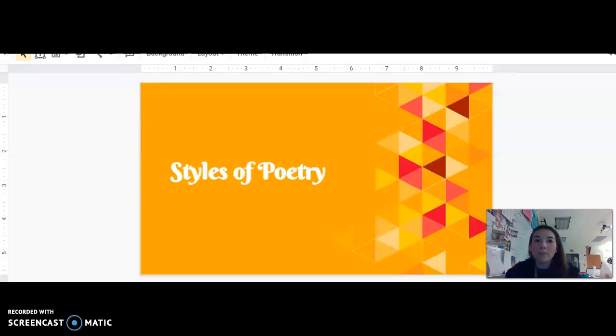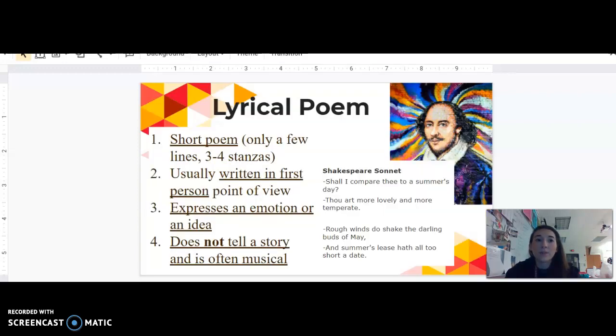Now we're going to be moving on to styles of poetry. There are several different styles of poetry. Some are more common in modern literature than others. So we're going to be starting off with lyrical poems. Make sure that you are documenting this in your notes. Each style of poem has its own box in the notes.